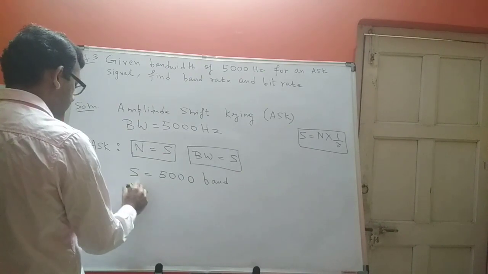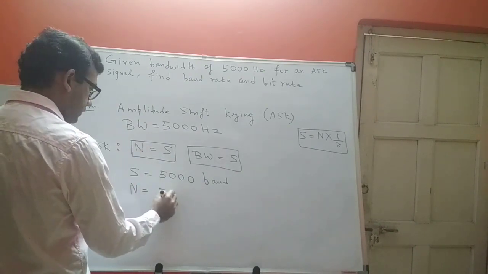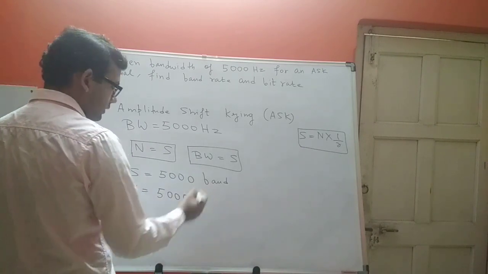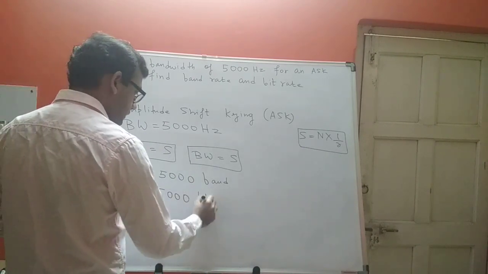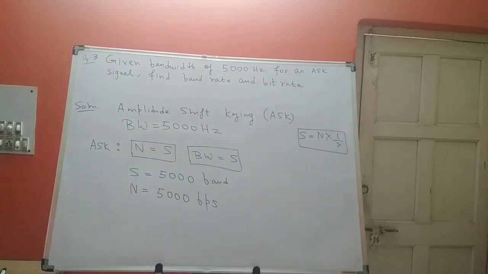And I can find the bit rate easily because I know that the bit rate is same as the baud rate. So I'll write 5000 for bit rate as well. And what is the unit? 5000 bits per second. So if you know the property of each of the analog systems, ASK, FSK, PSK, then solving the sums becomes easy. I'll take up another question.